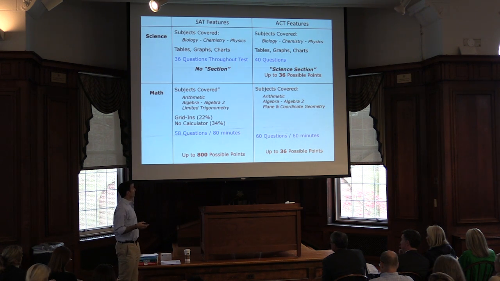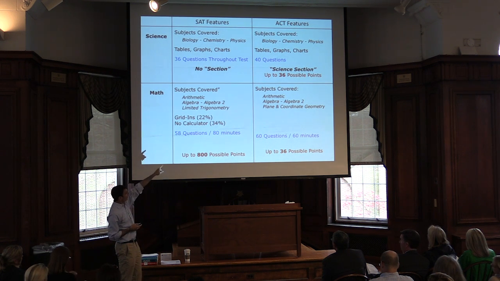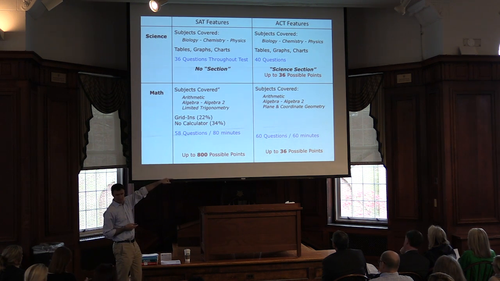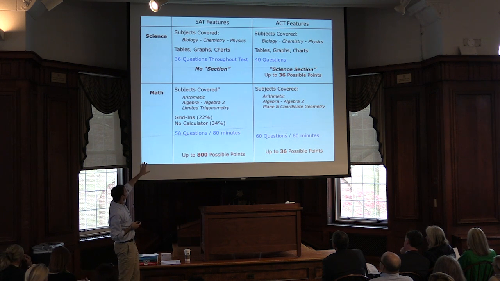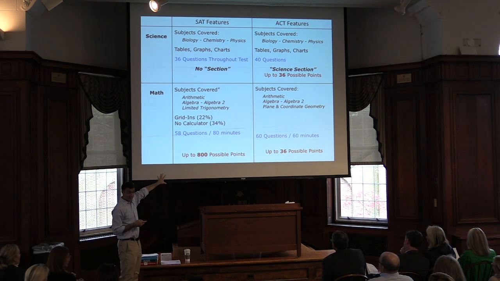In terms of scoring, by the way, you may have noticed this, ACT has several parts. They're all scored out of 36. We'll talk about that in a minute. SAT Math, 800.